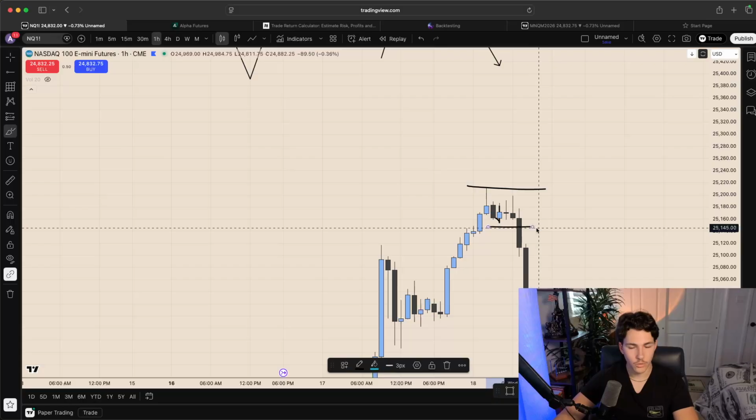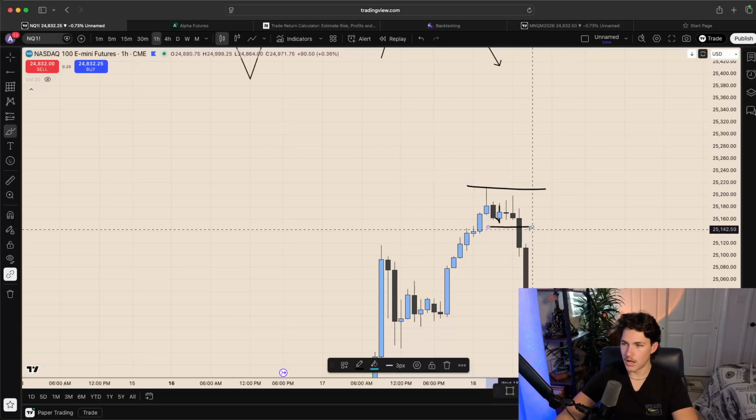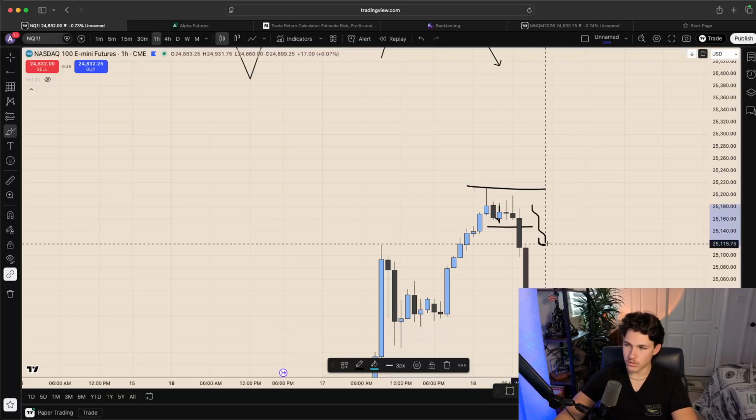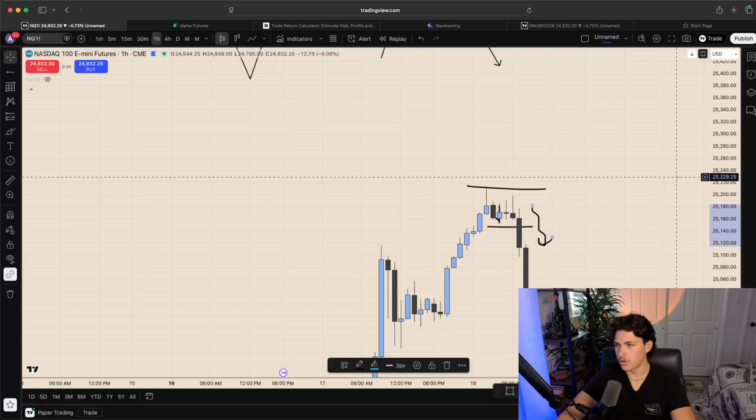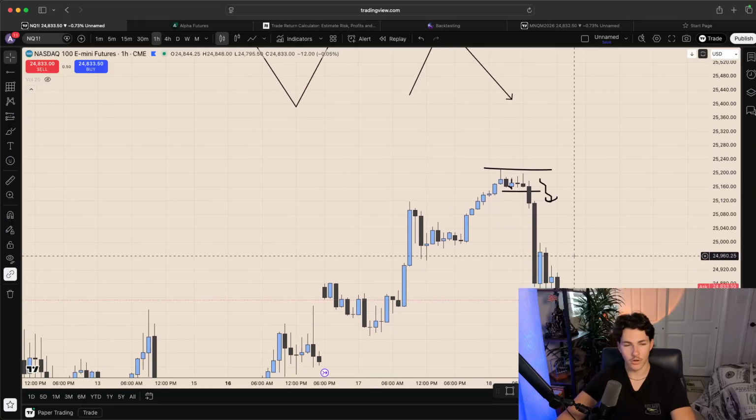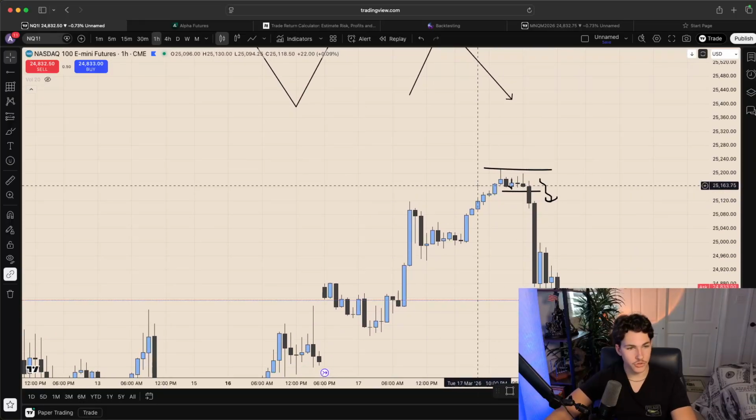Cool. We are on the 1 hour chart. And then you see it broke structure. Wow. Now what's going on? Well, now we're in a downtrend. We are waiting for confluence that we are in a downtrend. Breaking structure is one of those.